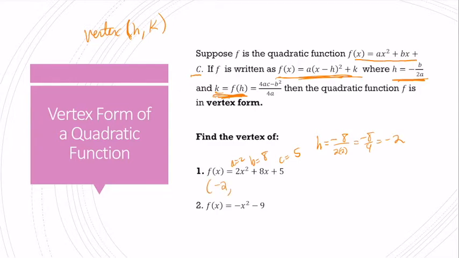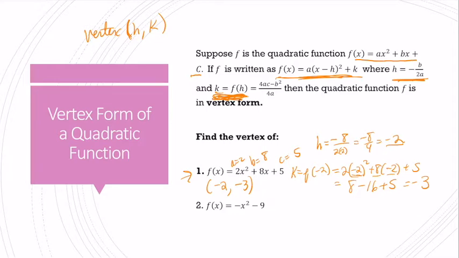In order to find my k, I need to substitute negative 2 into my original function. So f of negative 2, that'll give me my k, is 2 times negative 2 squared plus 8 times negative 2 plus 5. Well, negative 2 squared is 4 times 2 is 8. 8 times negative 2 is negative 16 plus 5. I'm going to get negative 3. So the vertex of this function, 2x squared plus 8x plus 5, is negative 2, negative 3.